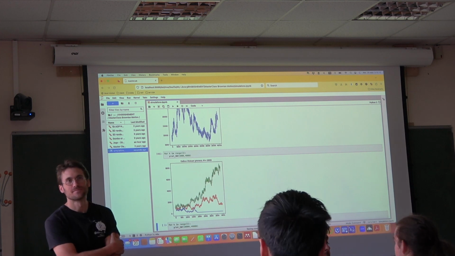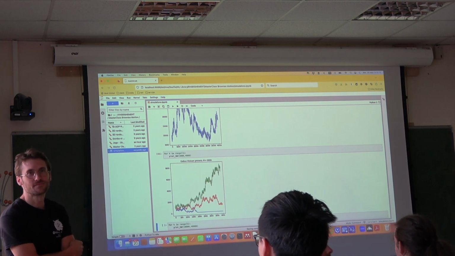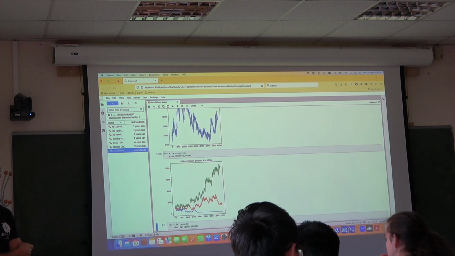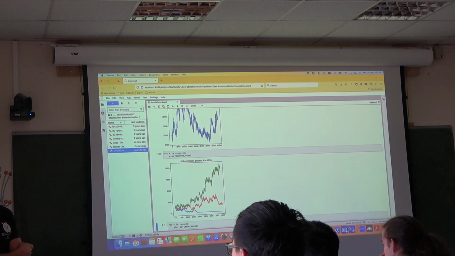It's more a question out of curiosity, but is there another way to properly define Brownian motion without the random walk?